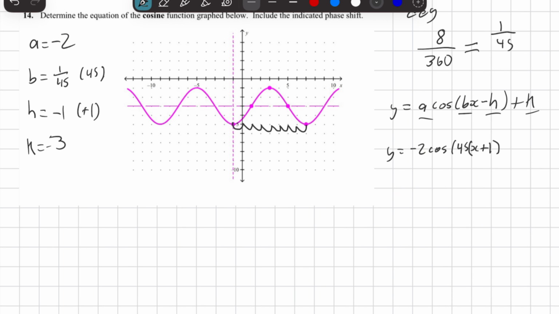Oh, you actually need a bracket there, whoops. And then plus k, so -3. And this is your equation for that.